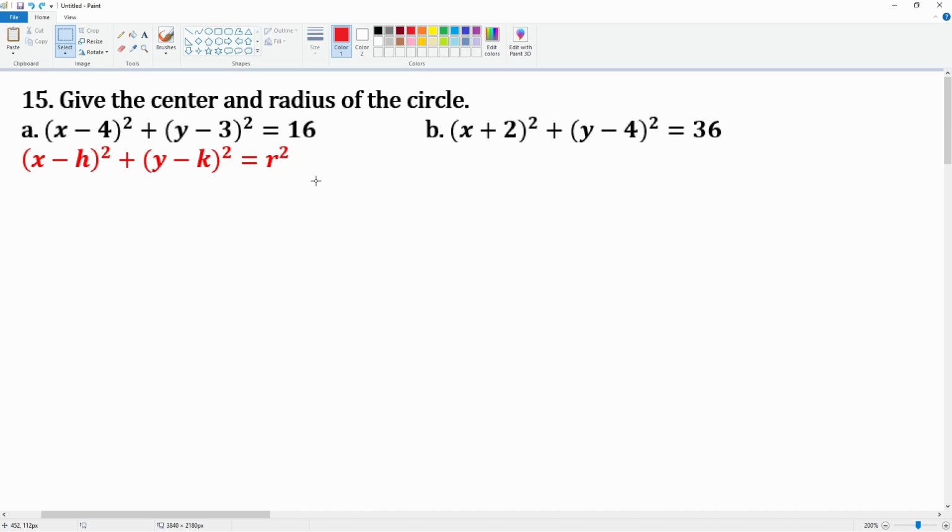Okay, so h is equal to 4, k equals 3, r squared equals 16. So put in the parentheses. Your center is (4, 3). Your radius is the square root of 16, which is just 4.